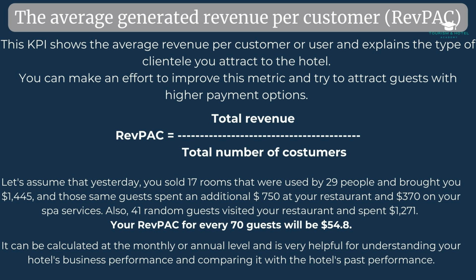If you offer amenities for random guests like a restaurant, bar, casino, spa, etc., you can also include and calculate them. Let's assume that yesterday you sold 17 rooms that were used by 29 people and brought you $1,445. And those same guests spent an additional $750 at your restaurant and $370 on your spa services. Also, 41 random guests visited your restaurant and spent $1,271. Your RevPAC for every 70 guests will be $54.8.